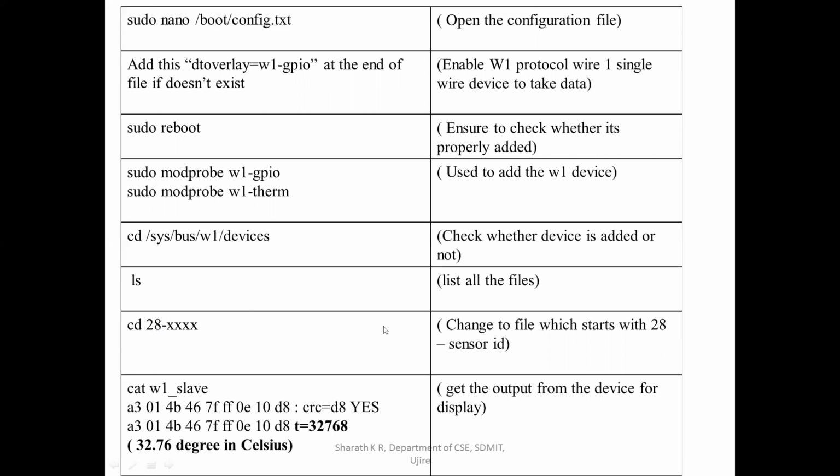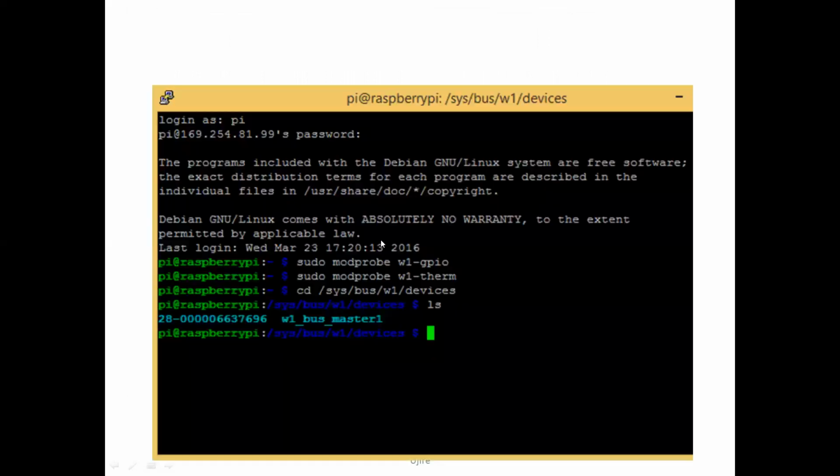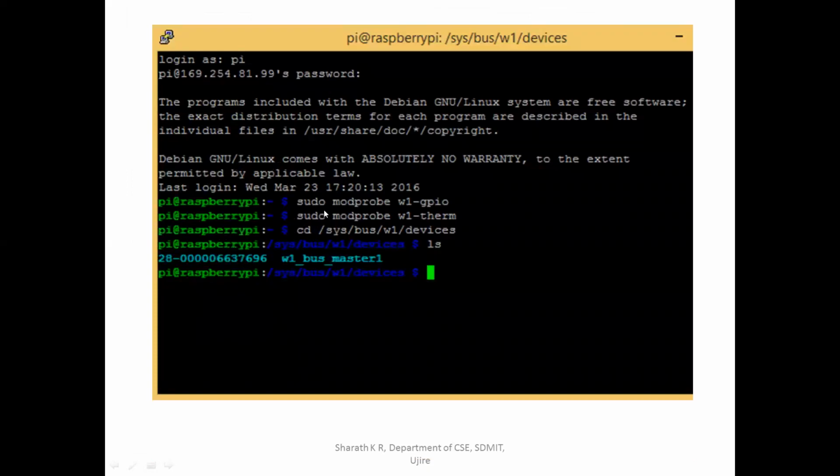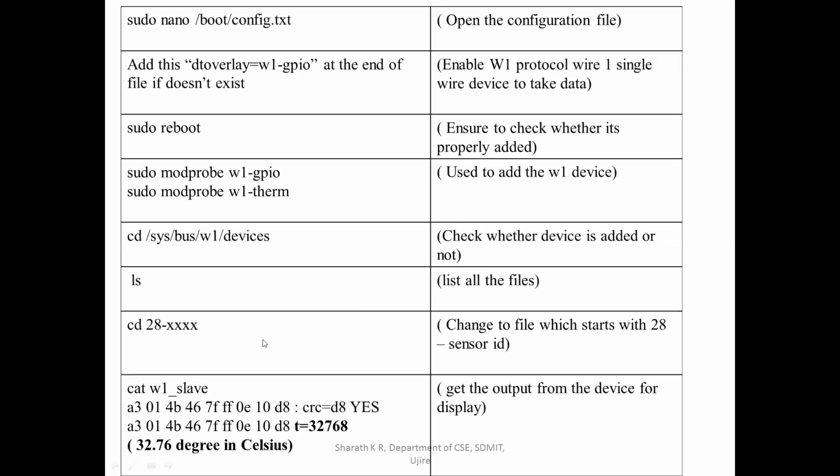Once this is done, this is what we have shown in the following figure. We have added the device, changed to the devices folder, and found the corresponding directory which starts with 28. Once this is done, the temperature sensor device is ready to be used.